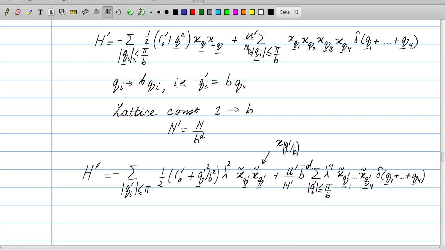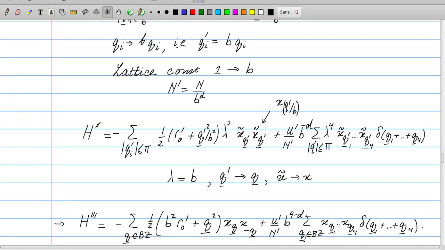Then here we have replaced the n by the n primed. That gives me a factor of b to the power minus d. And in this term we have 4 x's which are all rescaled, because we rescale all the x's in the same way, and therefore we have a factor of lambda to the 4th. And this q obviously runs over the entire Brillouin zone. If we want to restore the prefactor of 1/2 in front of the q primed, then that is possible if we take lambda equal to b. Furthermore, the q primed is summed over, so we can call it q again, and the x tilde will be integrated over, and we call that x.